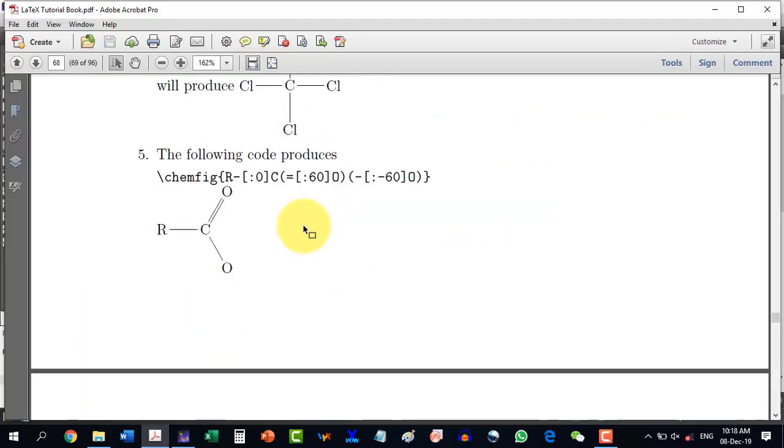The following code produces chemfig: R bonded at C at 0 angle, and then C is double bonded with O at 60 angle, and then the third one is something which is to be thought about. You look here, C is bonded with O. Now this angle bond and then minus 60. So from which line has this angle been calculated? It is actually this line. If we extend this line here at this point, then we will have to go minus 60, and then it will be with oxygen.